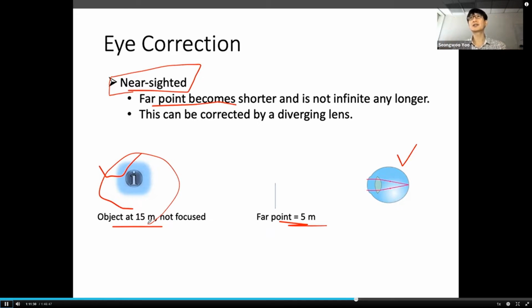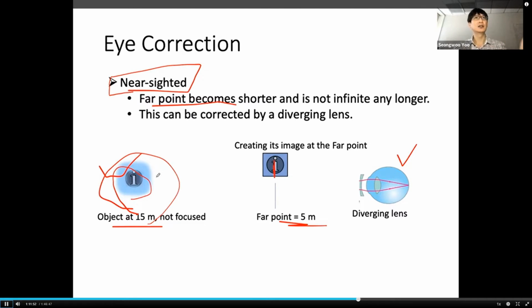The role of the corrective glasses is to form an image of the object at the far point. I'm going to repeat again: the role of the corrective lens is to form an image at the far point. So with the diverging lens, the object will be imaged at the far point. Therefore, I can enjoy the movie.